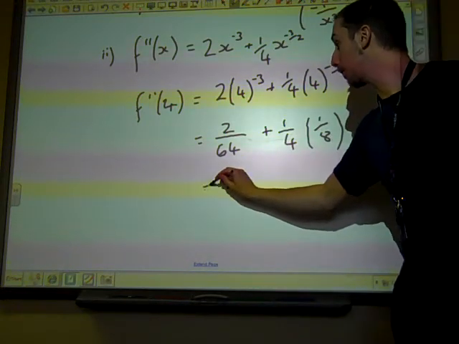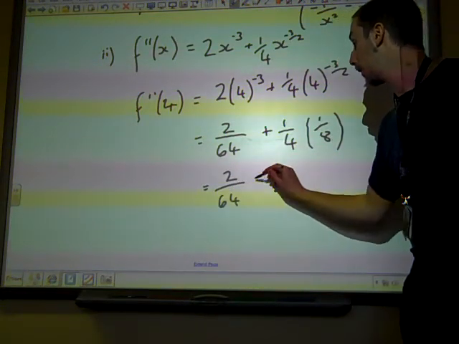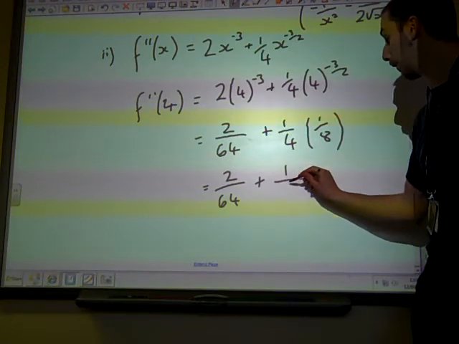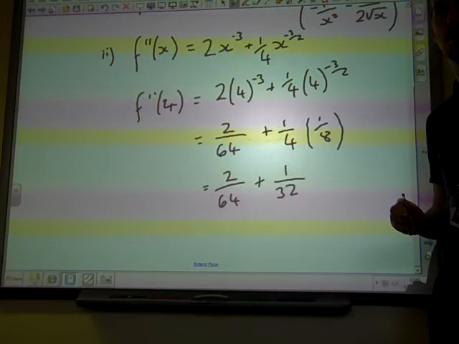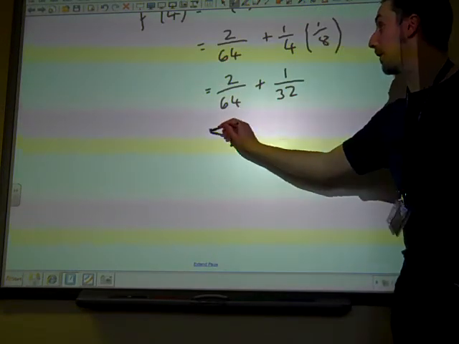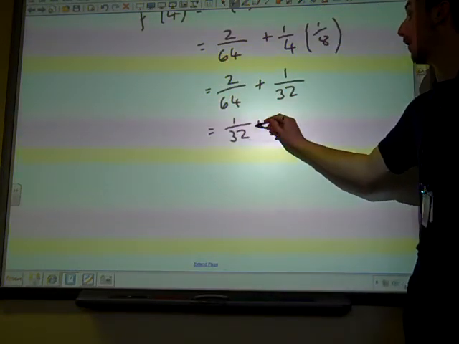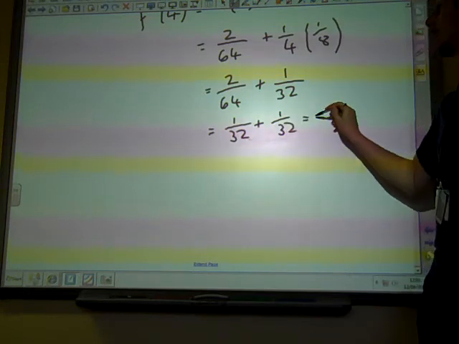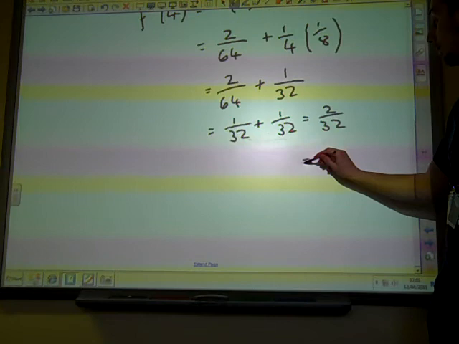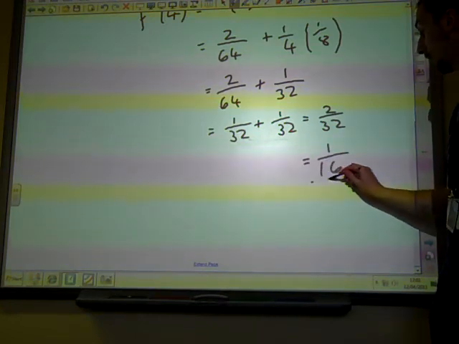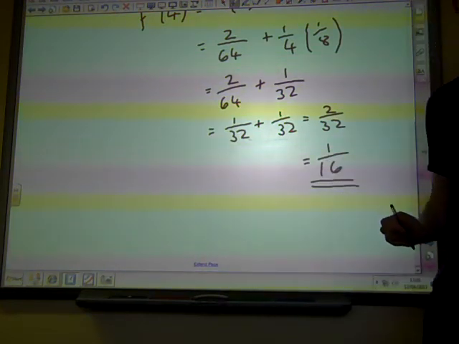And so we've got 2 over 64 plus 1 over 32. And actually, 2 over 64 is 1 over 32. So we've got 2 over 32, which is 1 over 16. And there's our final answer.